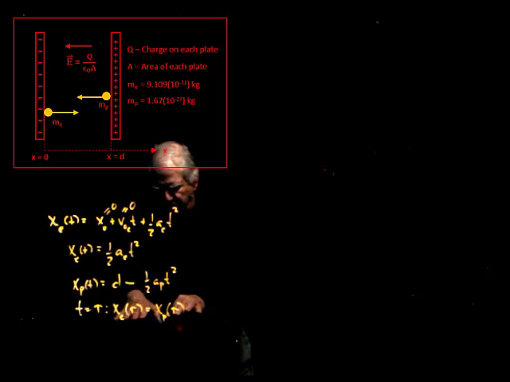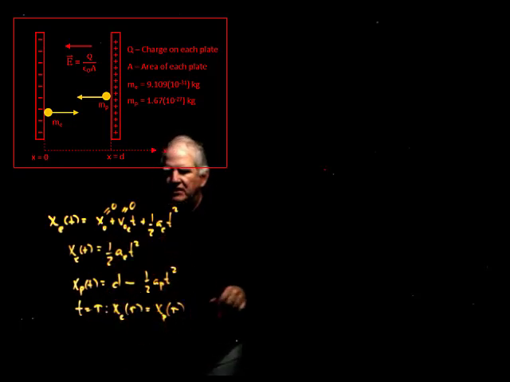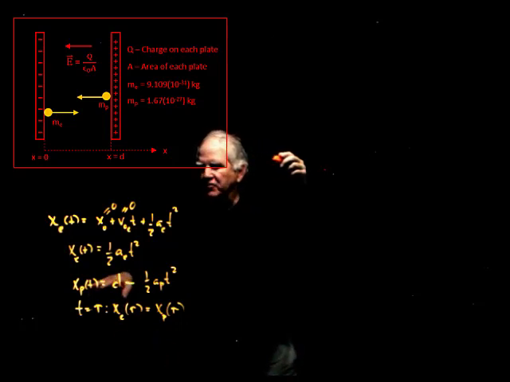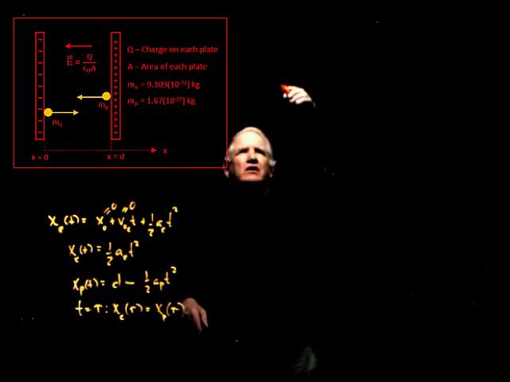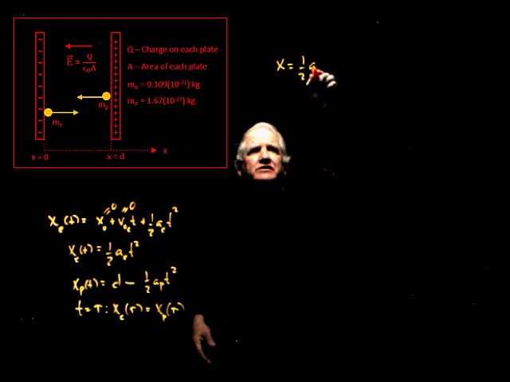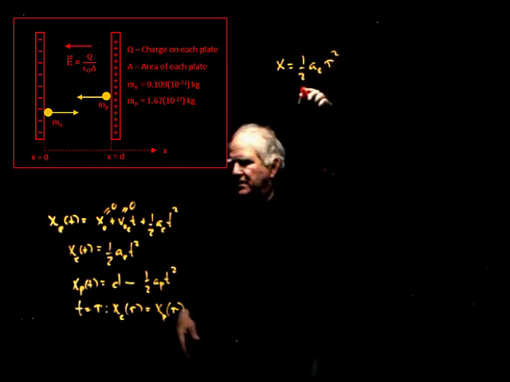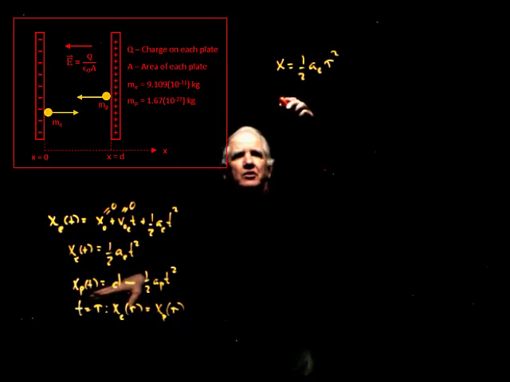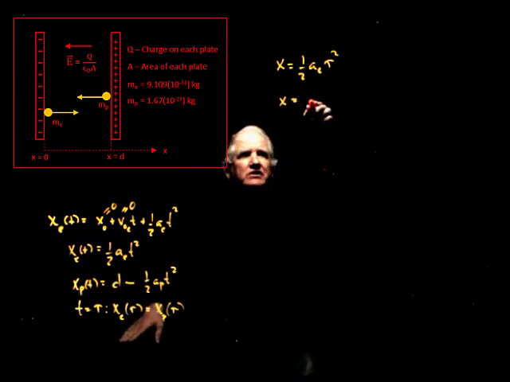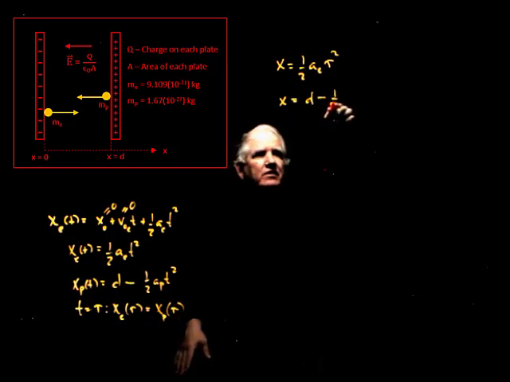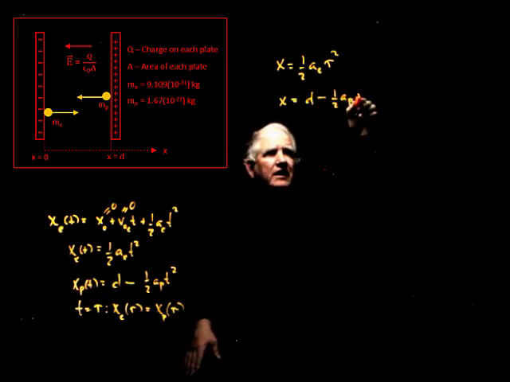Let's put both of these conditions into these two kinematics formulas, and we're going to find that when t is equal to tau, then let's just call that common distance x, x is equal to 1/2 a sub e tau squared. And again, when t is equal to tau, the proton is at the point x, x is equal to d minus 1/2 a sub p tau squared.